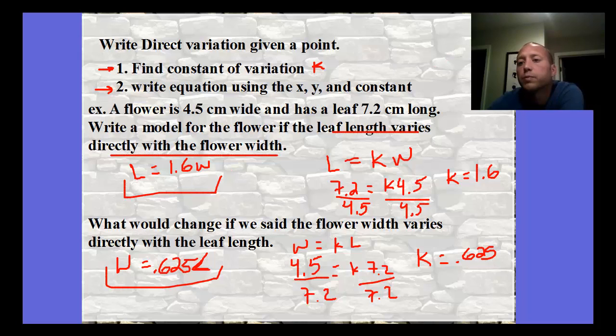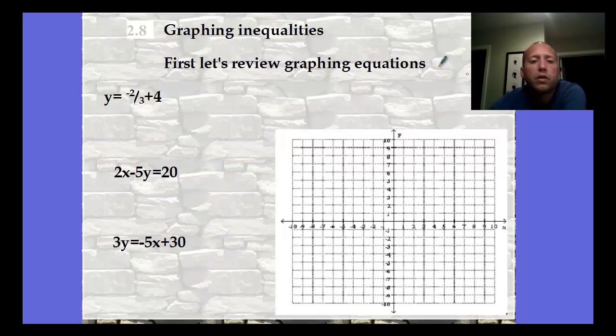So you can say that a few different ways, but that would be the direct variation for that example. The other part of the lesson here is 2.8, which is graphing inequalities. And to do that, let's first quickly recall how to graph equations. We did that last night. And so we're graphing this in slope-intercept form, so we should be able to state what our slope is, which is -2/3, although I don't have my x in here. I'm supposed to have an x right there. And our y-intercept b is 4.